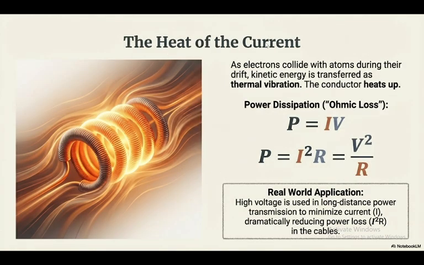The heat of the current. As electrons collide with atoms during their drift, kinetic energy is transferred as thermal vibration. The conductor heats up. Power dissipation, ohmic loss: P equal to IV, P equal to I square R, or P is equal to V square by R. Real world application: high voltage is used in long distance power transmission to minimize current, dramatically reducing power loss I square R in the cables.